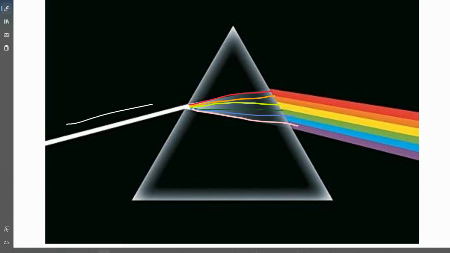absolutely everything. White light is a combination of all the different wavelengths of visible light. So when that comes in, the red light will bend the least, and the purple light will bend the most as it moves through these prisms.